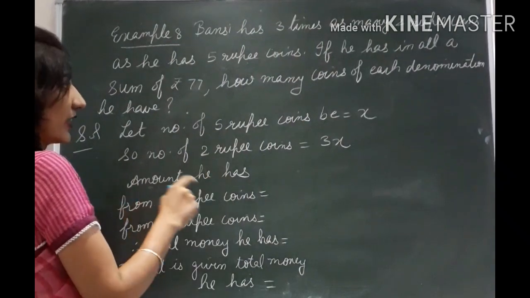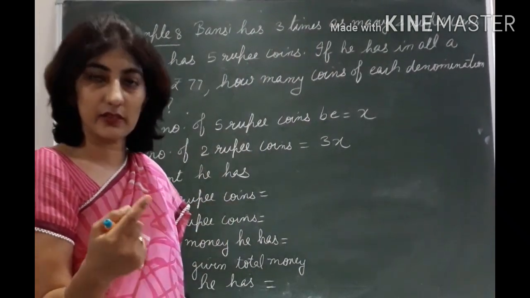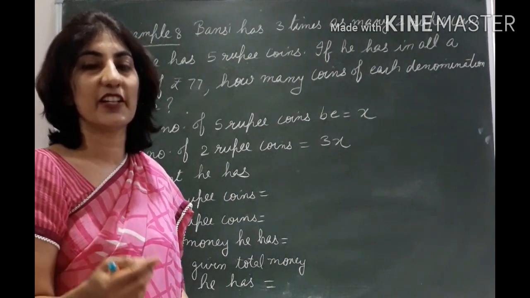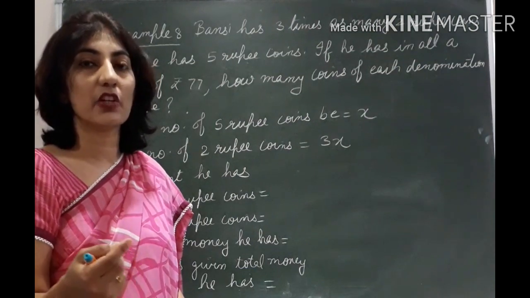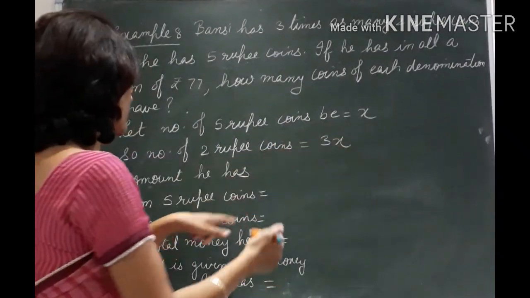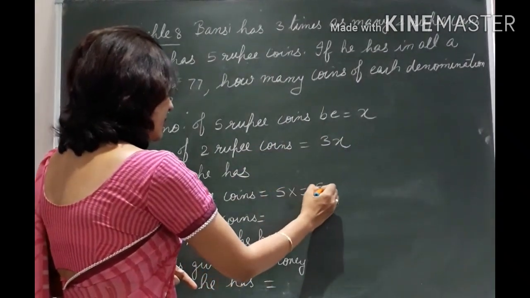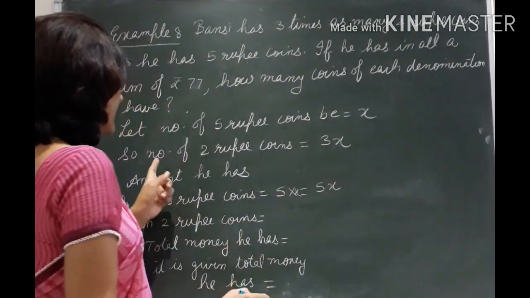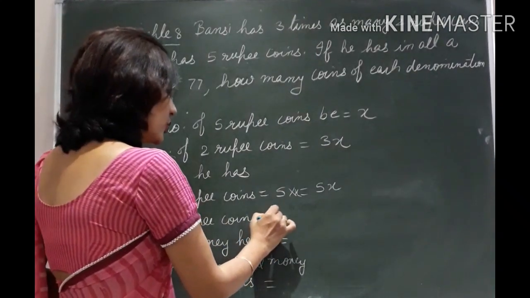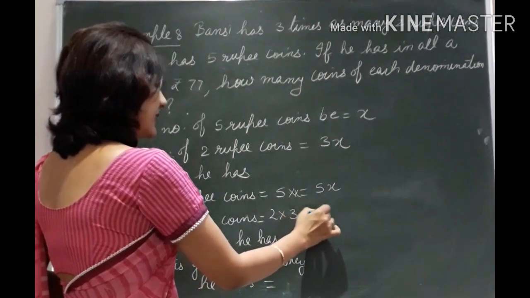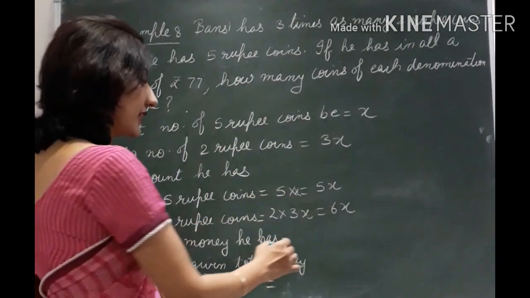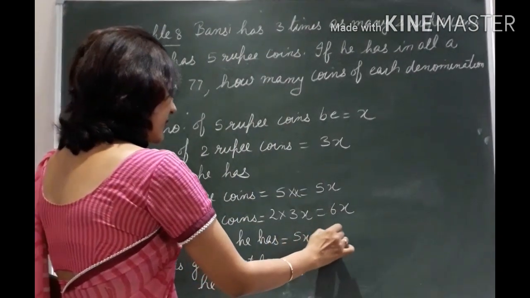So the amount he has, 5 rupee coin. See, if you have one 5 rupee coin, it is 5, 5 into 1, the amount is 5 rupee. If you have two 5 rupee coins, the amount will be 5 into 2, 10. If you have 3 5 rupee coins, the amount will be 5 into 3, 15. Now we have x 5 rupee coins, so the amount will be 5 into x equals to 5x. Then from 2 rupee coins, what amount we get? We get 2 multiplied by 3x, that is equal to 6x. So in total how much money he has? 5x plus 6x, that is equal to 11x.